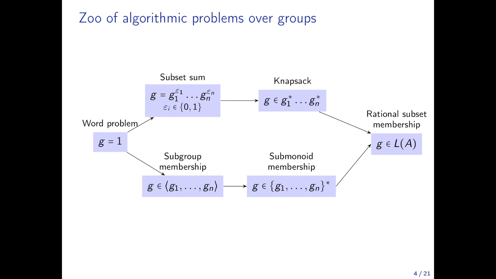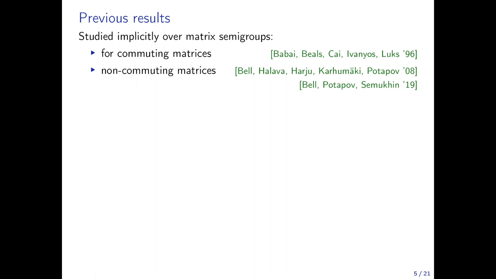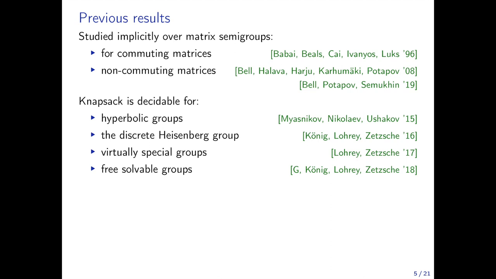So knapsack has been studied implicitly before, in particular for matrix semigroups. So here the matrices do not have to be invertible. There's this old paper by Babai and co-authors where they study the problem for commuting matrices, and then also later papers have studied the general case. Now for groups, knapsack is known to be decidable for a large class of groups. So for example, it's known that for hyperbolic groups knapsack is solvable in polynomial time. This was shown in this paper by Myasnikov and others, where they introduced the knapsack problem. And also for other groups like the discrete Heisenberg group, virtually special groups, and free solvable groups.